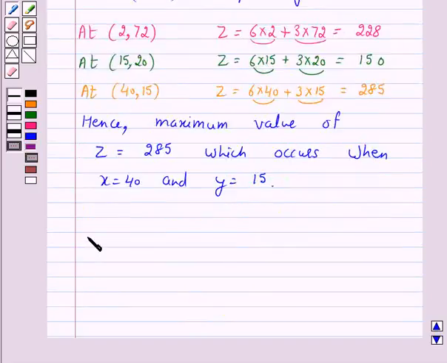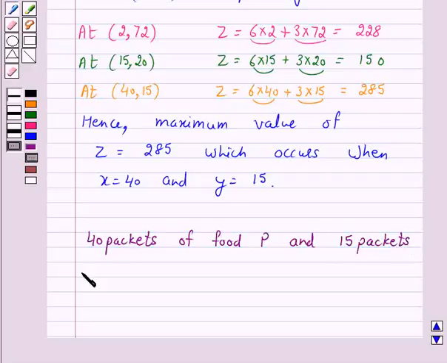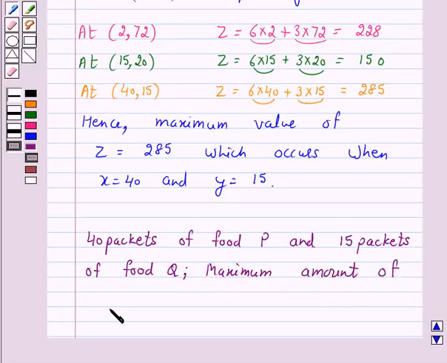Hence the answer for this question is 40 packets of food P and 15 packets of food Q, and the maximum amount of vitamin A is equal to 285 units.